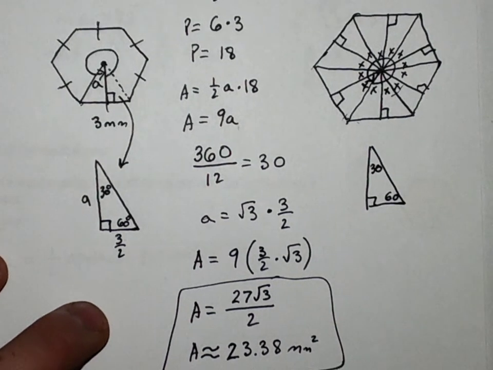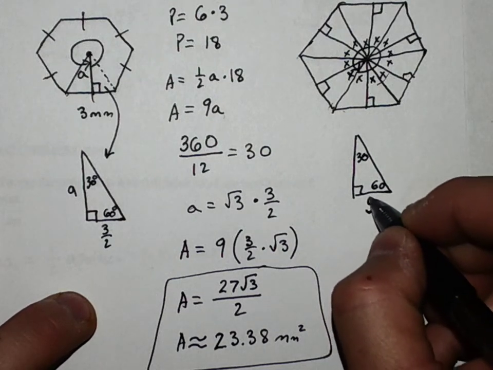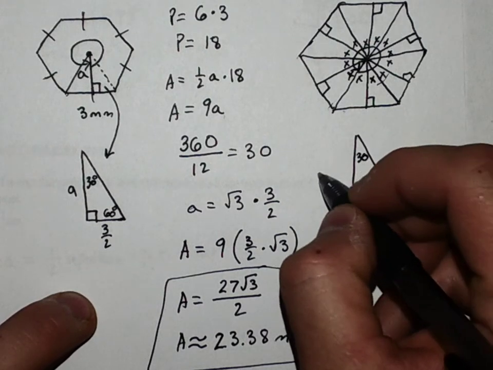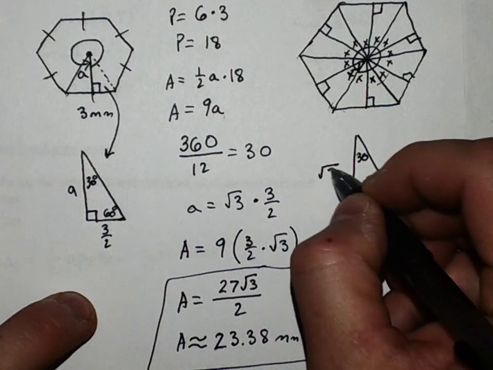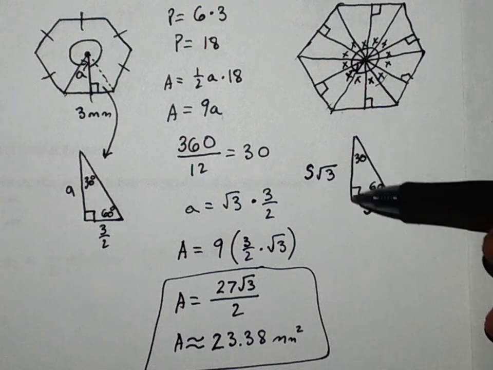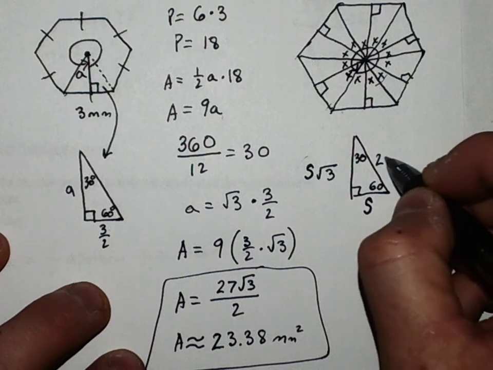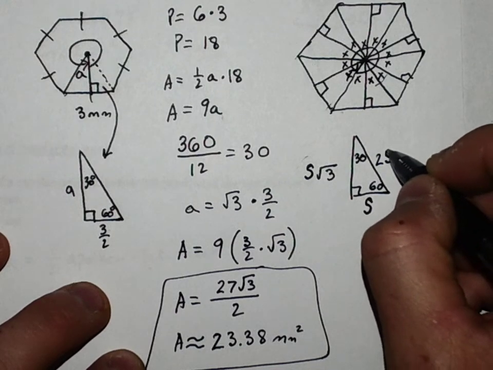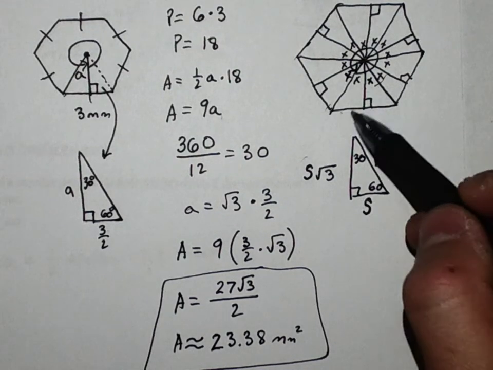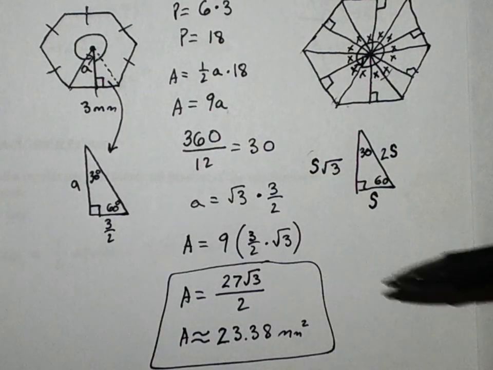A 30, 60, 90. And the rules of a 30, 60, 90: the long side is the short side multiplied by the square root of 3, and your hypotenuse is 2 times the short side. But for this problem, we didn't need to use that. We just needed to know what the short side was. The short side is half of what the entire distance is. Half of 3 is 3/2.